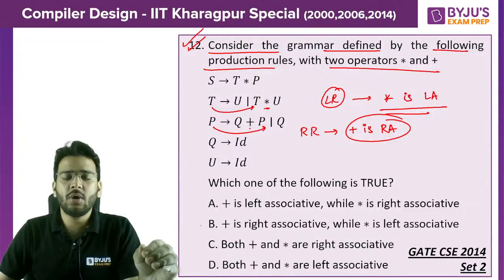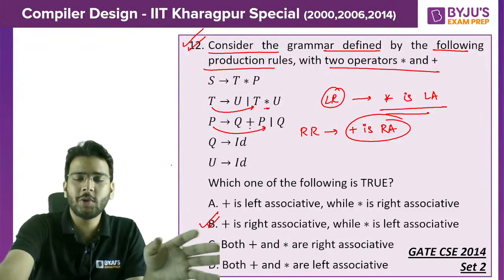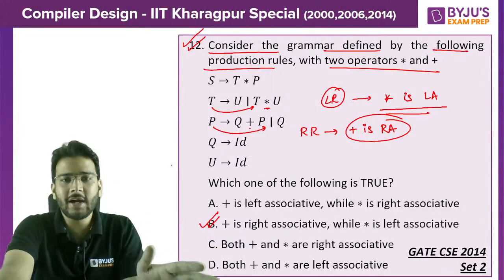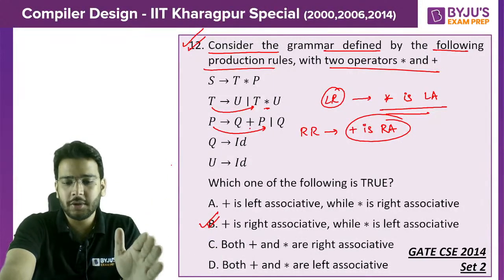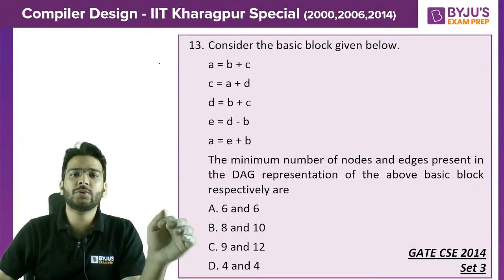So according to this, option B is the correct answer for this question. Very good, all of you who have answered it, and for those who haven't answered this question correctly, I hope you got the concept right. Option B is the correct answer here. Let's proceed to the next question.